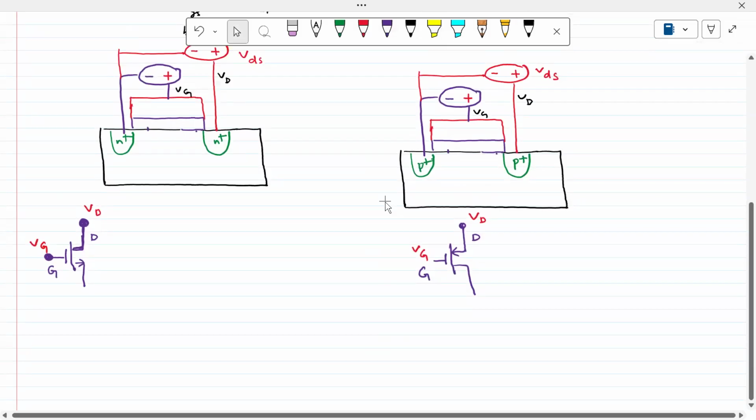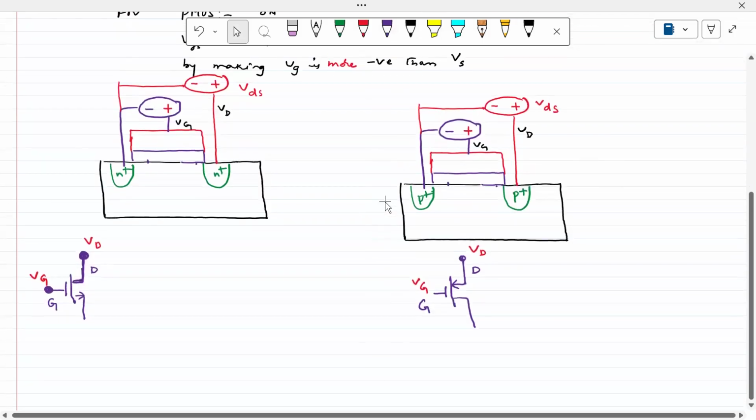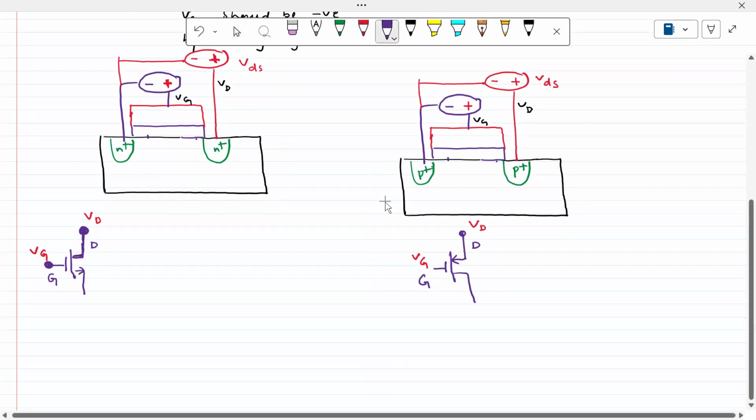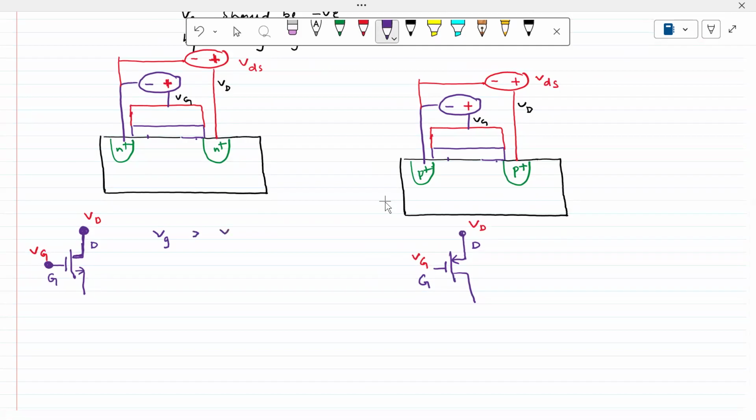Right. So what happens if the drain potential is more than the gate potential? See, both are positive potentials, as you can see here. This is also positive. If the gate potential is more than the drain potential, the question is, if the VG value is greater than the drain potential.